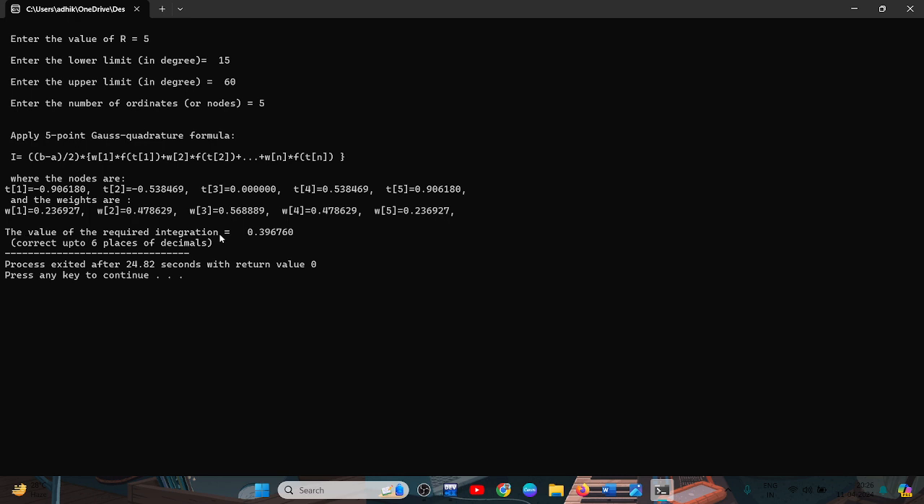The value of the required integration is 0.396760, and this is the solution by Gauss quadrature.